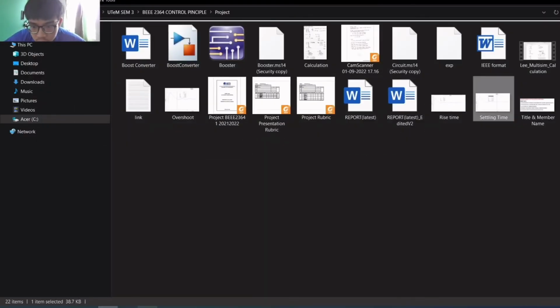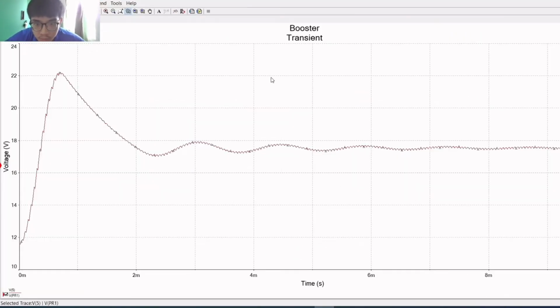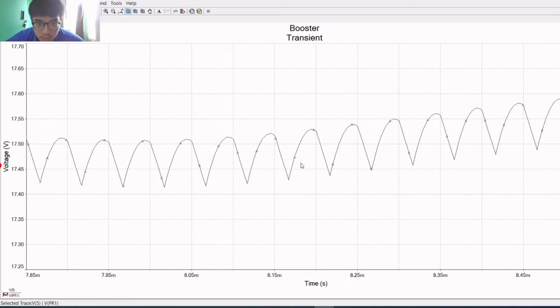And then I'm going to show you the ripple voltage. Ripple voltage means, for this circuit, when it's in a stable state there will be a gap between the values. See, this is what is meant by ripple voltage. The value we are supposed to get is around 17.5, but there is also up and down, which means maximum and minimum values, because we are using a DC boost converter with a MOSFET circuit. The MOSFET is turned on and off periodically.